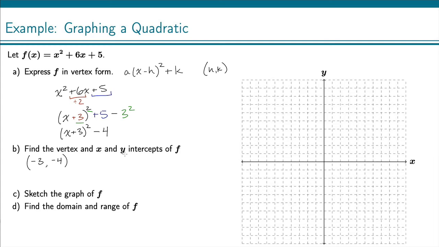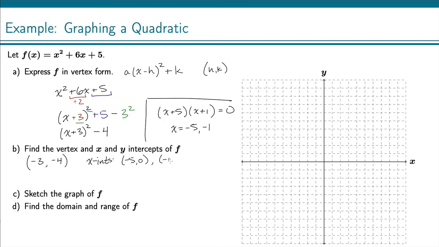For the x and y intercepts, we can get those in multiple ways. For the x-intercepts, we actually prefer a factored form of the function. So I'm going to go right here, my x squared plus 6x plus 5. I'm going to factor that. And that is (x plus 5)(x plus 1). And so if that's equal to 0, that's how we get our x-intercepts. We get x equals negative 5 or negative 1. So our x-intercepts are the point (negative 5, 0) and the point (negative 1, 0).